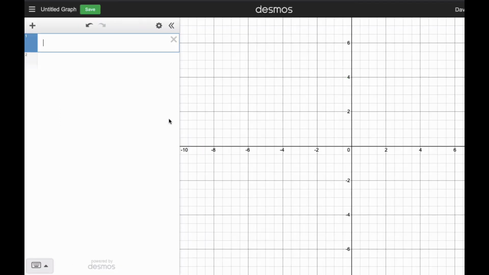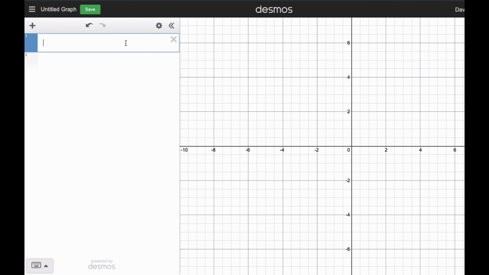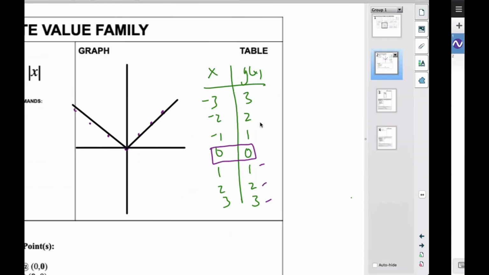If I go to Desmos, I just go y equals and type ABS in parentheses x, and that will do it. You can see how it's that nice V. Or I can also go y equals, and on my keyboard, the absolute value bar is above the slash button, then x, and that will also do it. And then you can see the absolute value function here.